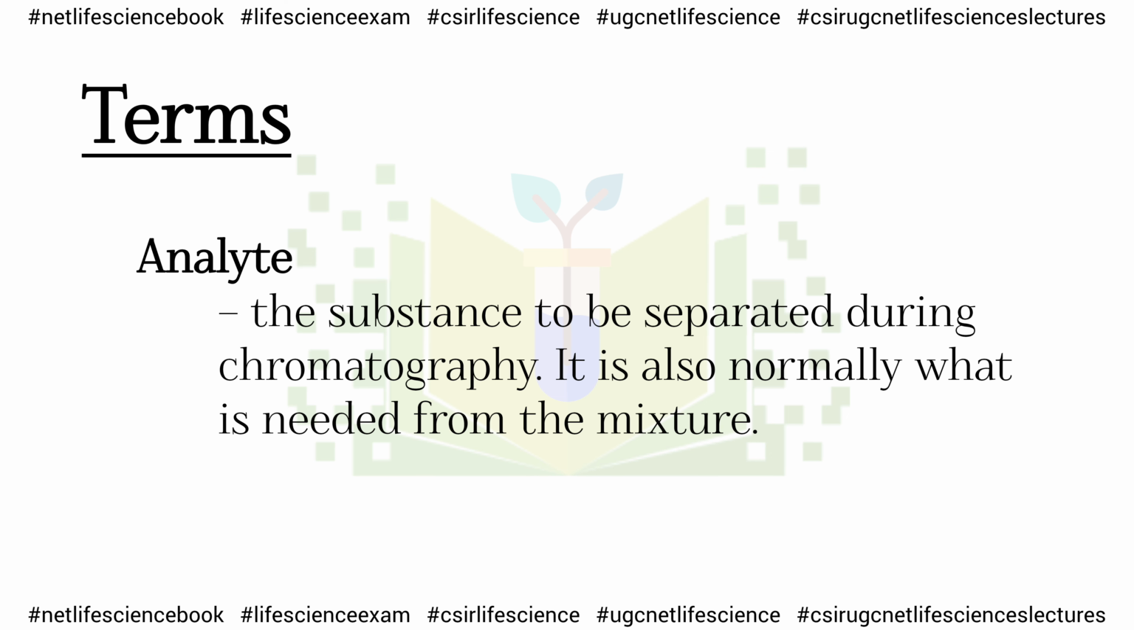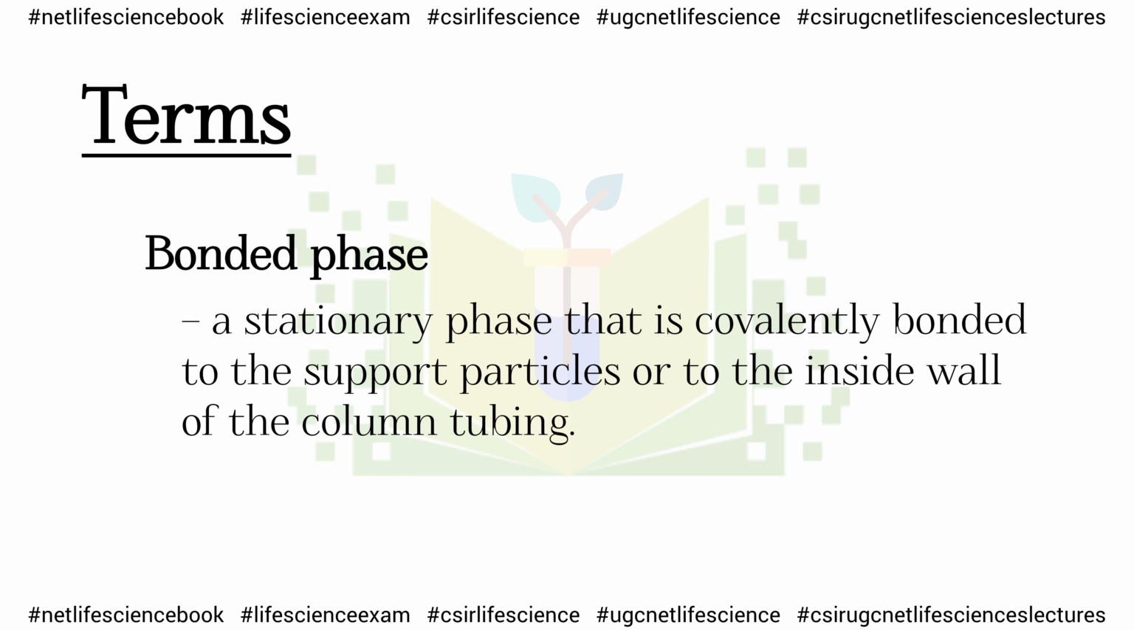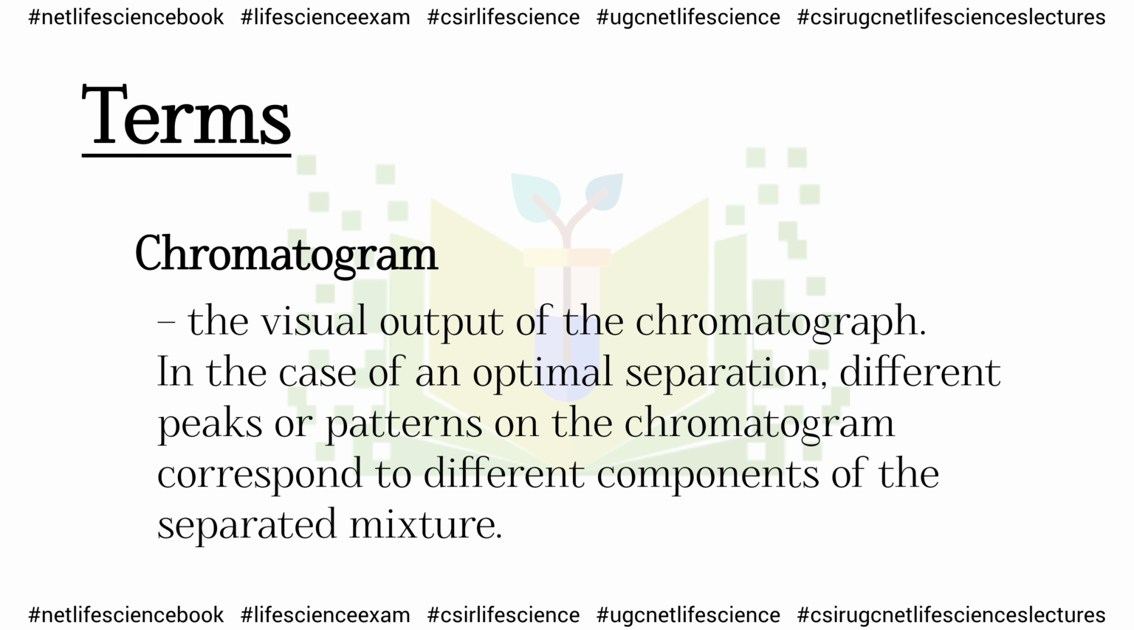Terms. Analyte. The substance to be separated during chromatography. It is also normally what is needed from the mixture. Analytical chromatography. The use of chromatography to determine the existence and possibly also the concentration of analyte in a sample. Bonded phase. A stationary phase that is covalently bonded to the support particles or to the inside wall of the column tubing. Chromatogram. The visual output of the chromatograph. In the case of an optimal separation, different peaks or patterns on the chromatogram correspond to different components of the separated mixture.